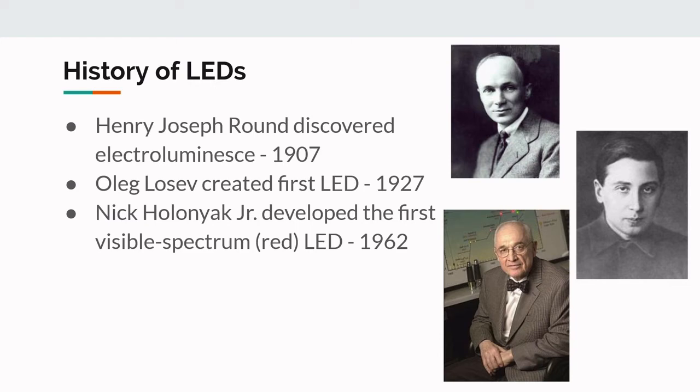His research was distributed to Soviet, German, and British scientific journals, but no practical use was made from the discovery for several decades. More improvements to the LED followed, and in 1962, the first visible spectrum LED was developed by Nick Holonyak Jr. while working at General Electric.